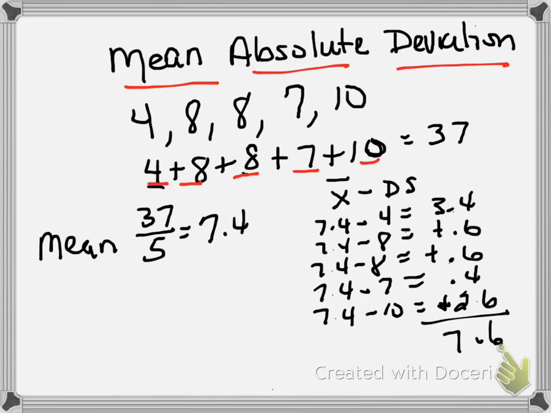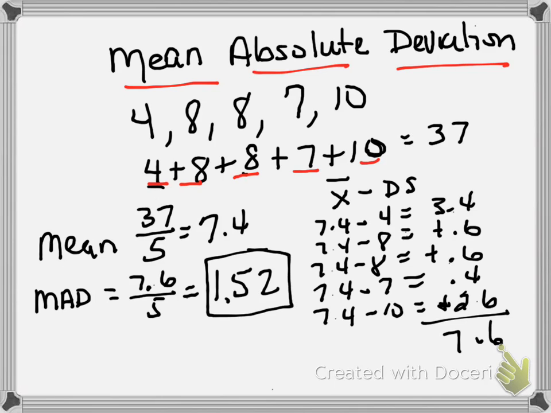Now we have to divide 7.6. This is the MAD, because we're taking the MAD now, and the MAD is the sum that we added up, which is 7.6, and we're going to divide that by 5. When I divide that by 5, I get 1.52. So this right here is our MAD, and this right here is our mean. So that is our answer. Remember, MAD is the average distance away from the mean that all our data points are. So this right here is our answer.